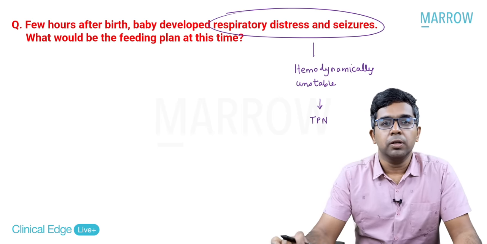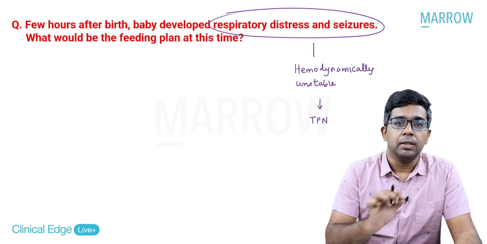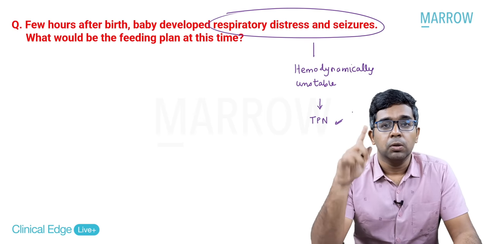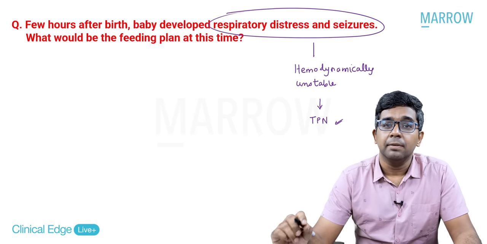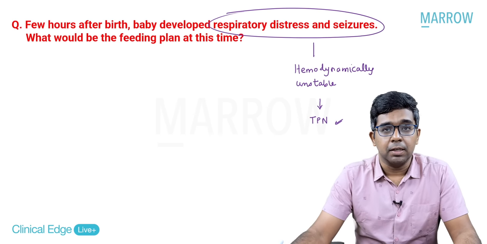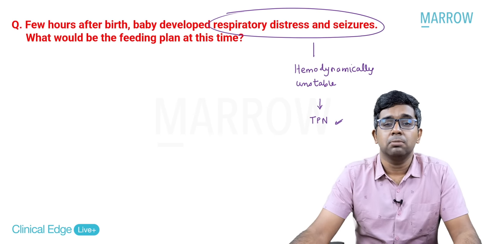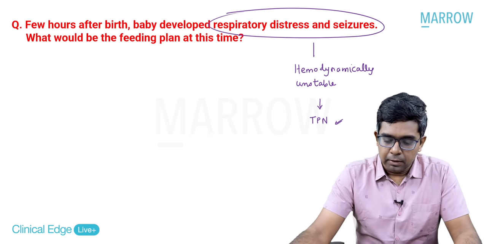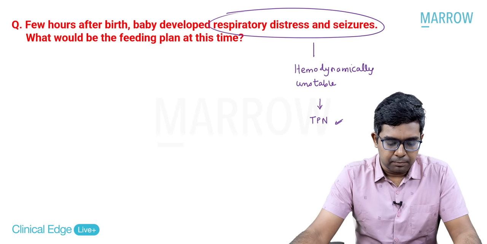Okay, so two points I want you to remember in this particular question is when you are going to start TPN or total parenteral feeds. One, as I told you in the previous slide, if the gestation age is less than 28 weeks, or irrespective of the gestation age, if the baby is hemodynamically unstable also, you should start total parenteral nutrition. That will be the clinical vignette number 5.